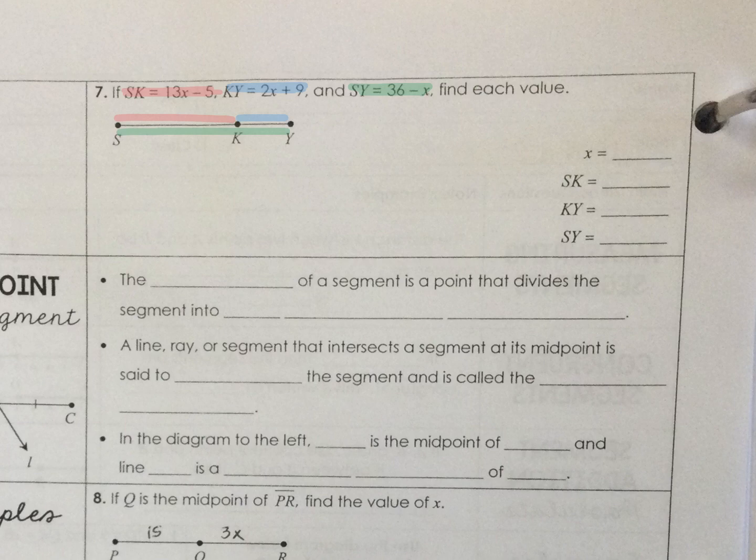If SK, the top red part, is 13x minus 5, and KY is 2x plus 9, and SY, the whole thing, is 36 minus x. We're going to solve for that. So we need to set up our equation, part 13x minus 5, plus the other part, the blue, 2x plus 9, equals 36 minus 1x.